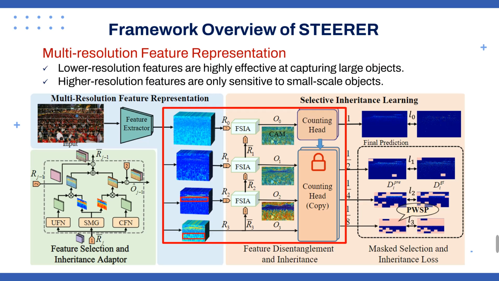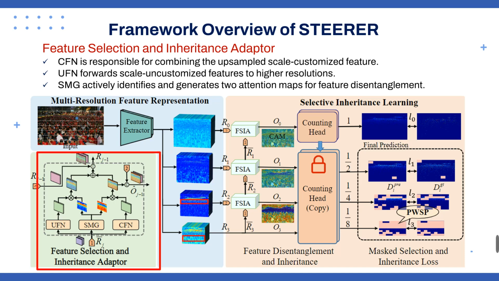Multi-resolution features are commonly adopted in deep learning algorithms to capture multi-scale objects. The feature visualizations in the red boxes depicted in this figure demonstrate that lower resolution features are highly effective at capturing large objects, while higher resolution features are only sensitive to small-scale objects. Therefore, building multi-resolution feature representations is critical. From the four feature maps in the middle of the figure, we can see that the feature of large objects in level 3 is the most aggregated and most dispersive in level 0.